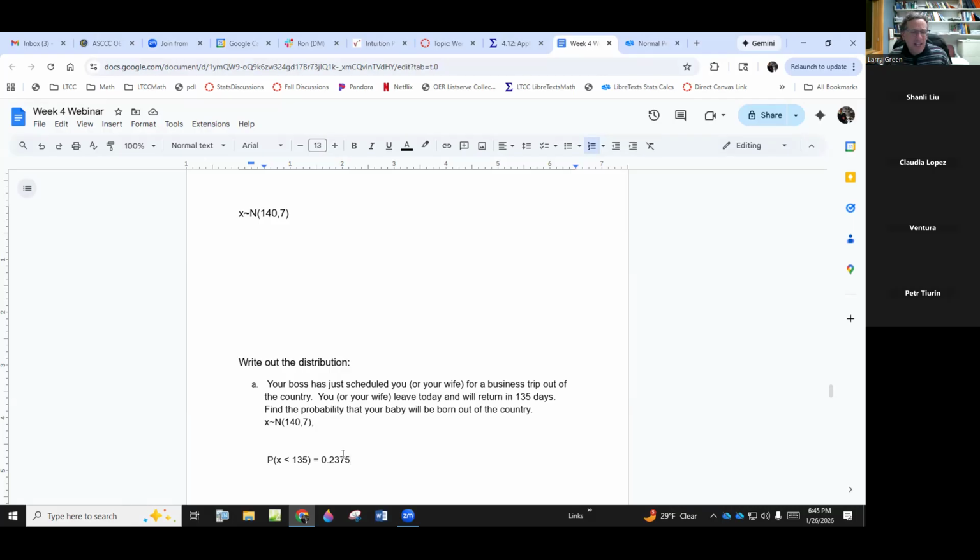Okay. Are you okay with a 23.75% chance of it being born out of the country? What do you think? Is that a tiny chance or is that a significant chance?